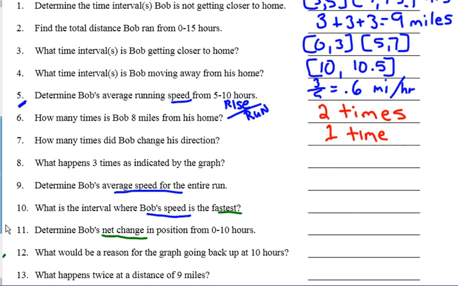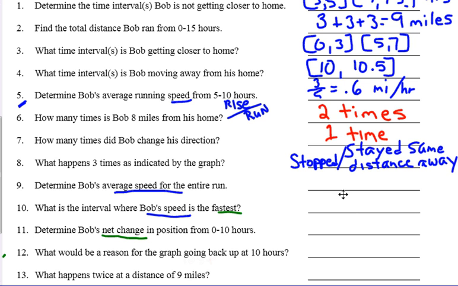What happens 3 times as indicated by the graph? He stops, or he is at a constant distance away. Average speed for the entire run. The change from the beginning to end is 3. Up and down, rise over run. The run is 15 hours, which is 0.2 miles per hour.